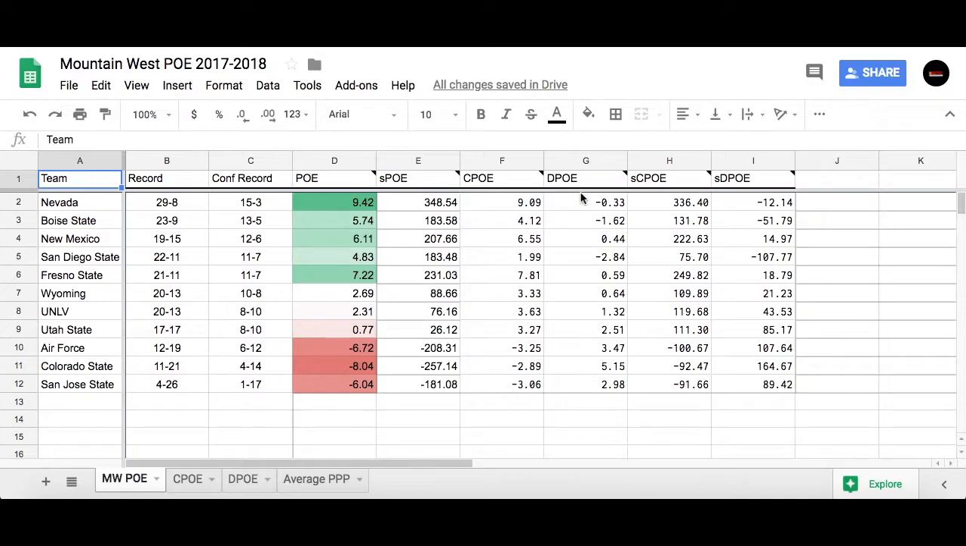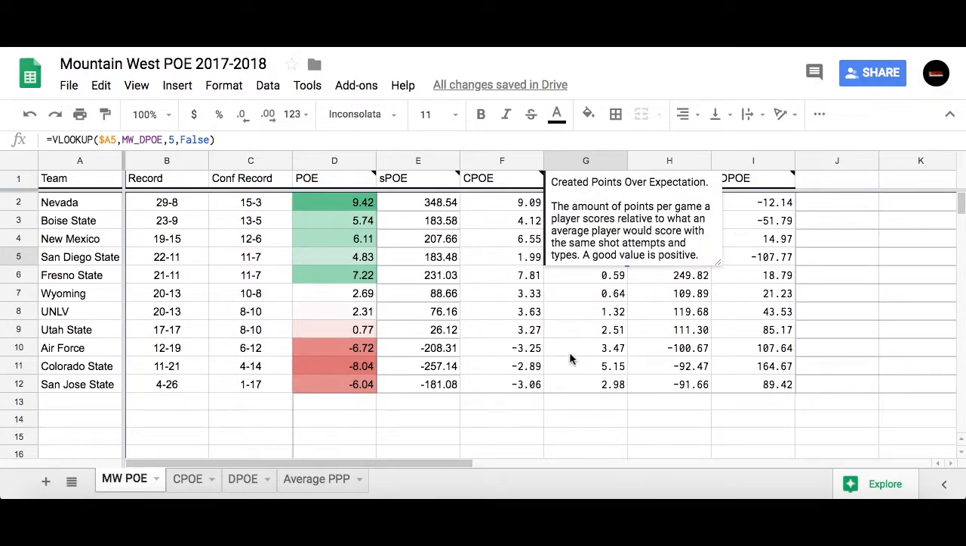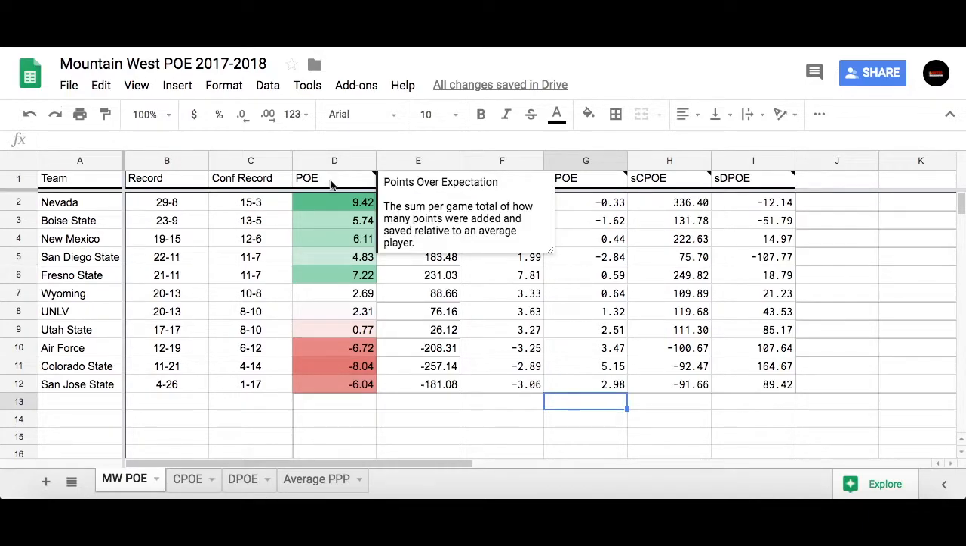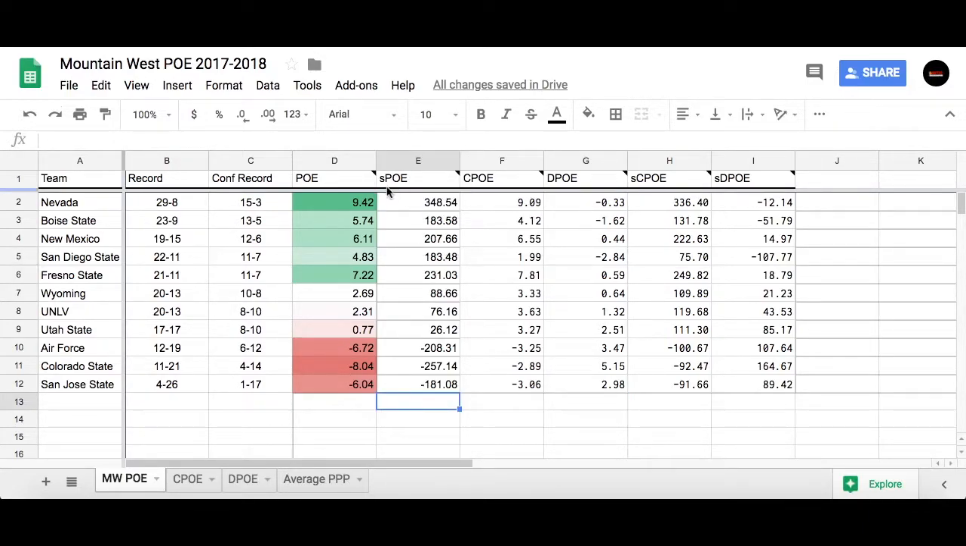For defensive points over expectation, you actually want a negative number. Negative numbers are good. And you can see from this, San Diego State actually had the best defensive points over expectation right here at negative 2.84. For all these numbers, whether it's CPOE, DPOE, or normal POE, or even the season numbers, so if there's a little S in front of it, that's for the whole season once again. For all these, 0 is average.